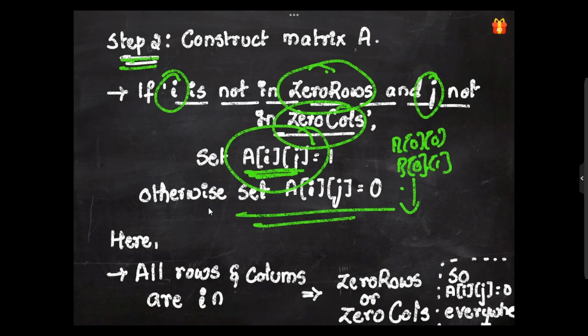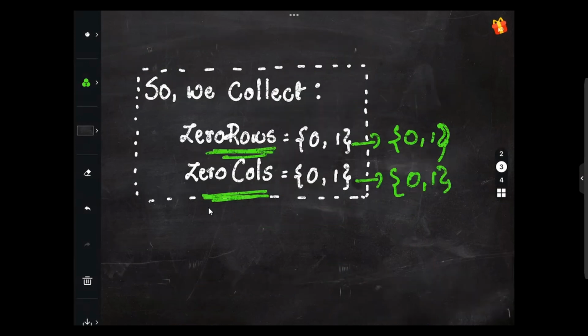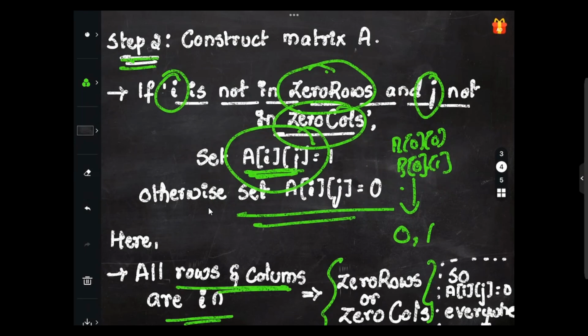Simple to understand, right? So all rows and columns are in 0 rows and 0 columns, because 0 and 1 are the values that are present if you go to the previous step. Just give me a second, I'll show you here. So we got 0 and 1. 0 rows consist of 0 comma 1, and 0 columns also consist of 0 comma 1, and we have the values only 0 comma 1. They have mentioned in the question it consists of only 0 and value 1, right? So all the rows and columns are in 0 rows and 0 columns here.